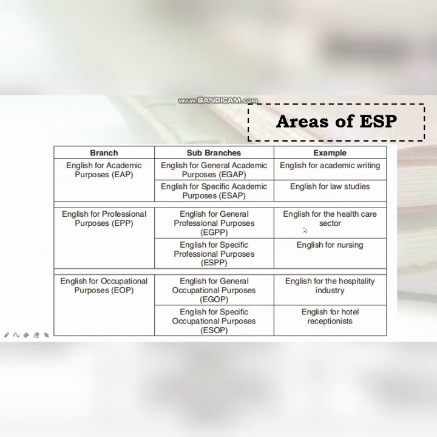For example, English for the healthcare sector, and English for nursing. And the last one is English for occupational purposes. There are also two sub-branches here: general occupational purposes and specific occupational purposes. For example, English for the hospitality industry, and as the specific one, it is English for hotel receptionist.